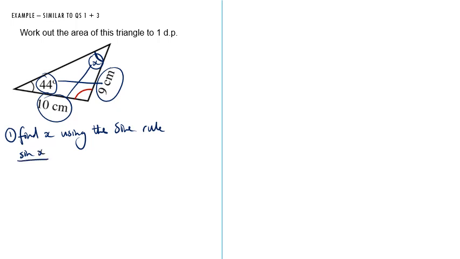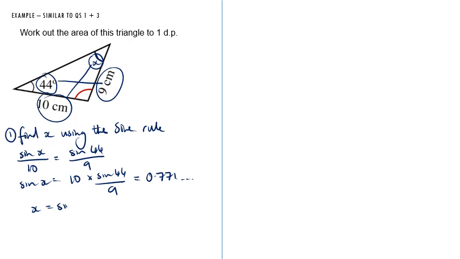So we've got sine of x divided by the side opposite it, is equal to sine of 44 degrees divided by the side opposite it. We're going to rearrange that. Remember, this is the sine of the angle. To find the angle itself, we need to find the inverse sine of this. Remember not to round it at this point. We can now use the two angles we know to find out this angle here.